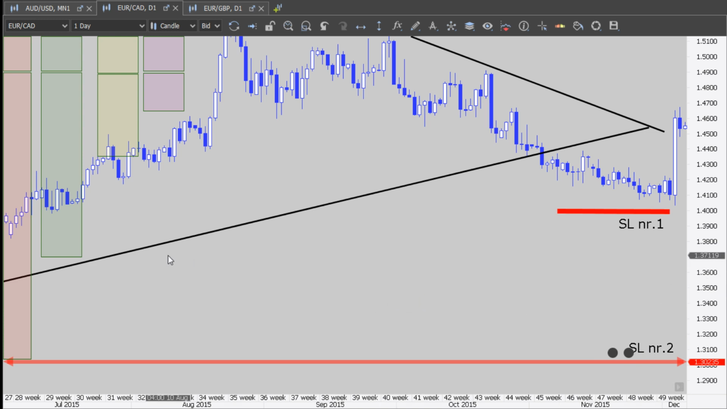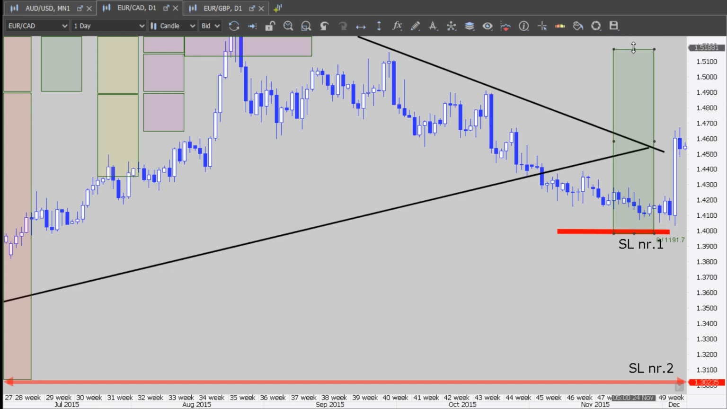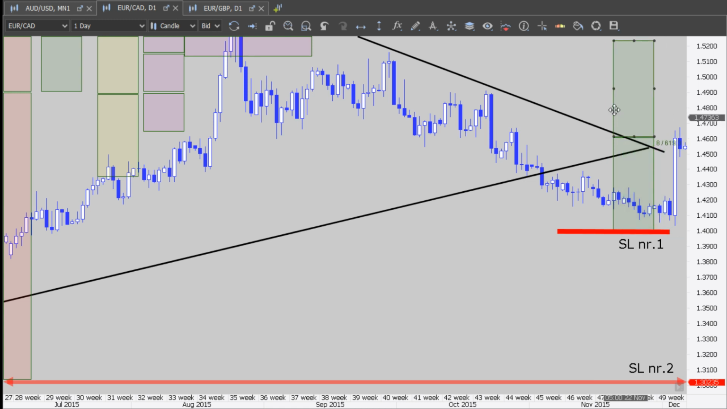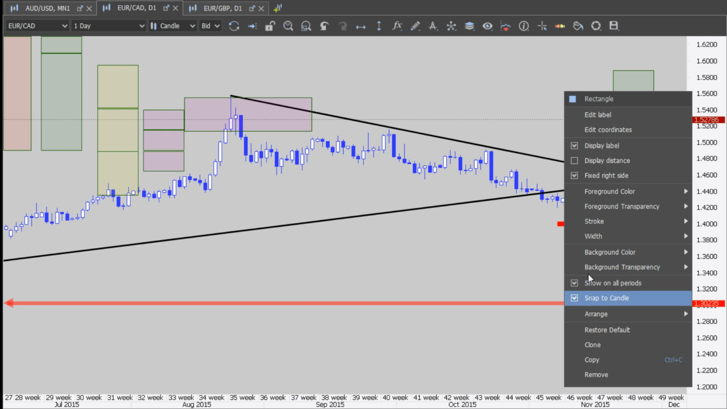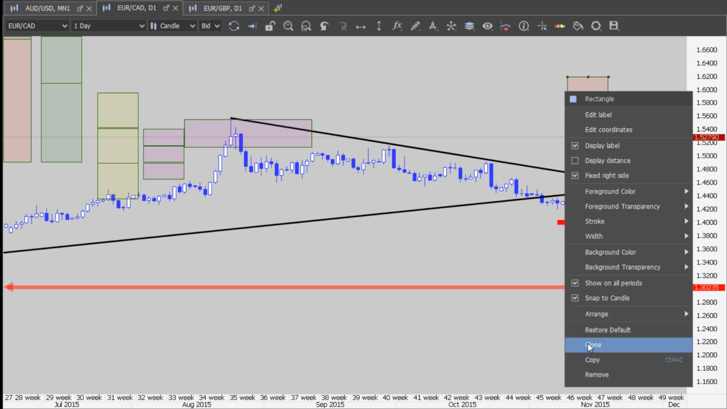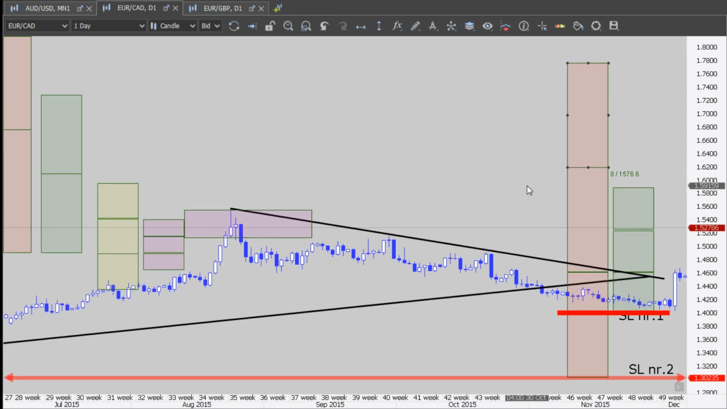So let's make a poll. Who in here wants to enter with stop loss number 1, and who in here wants to enter with stop loss number 2? So stop loss number 1 is here. We want to earn 2, right? Who wants to enter with stop loss number 1, or who in here wants to enter with stop loss number 2? Remember, there is no right or wrong. Okay, let's make a poll.